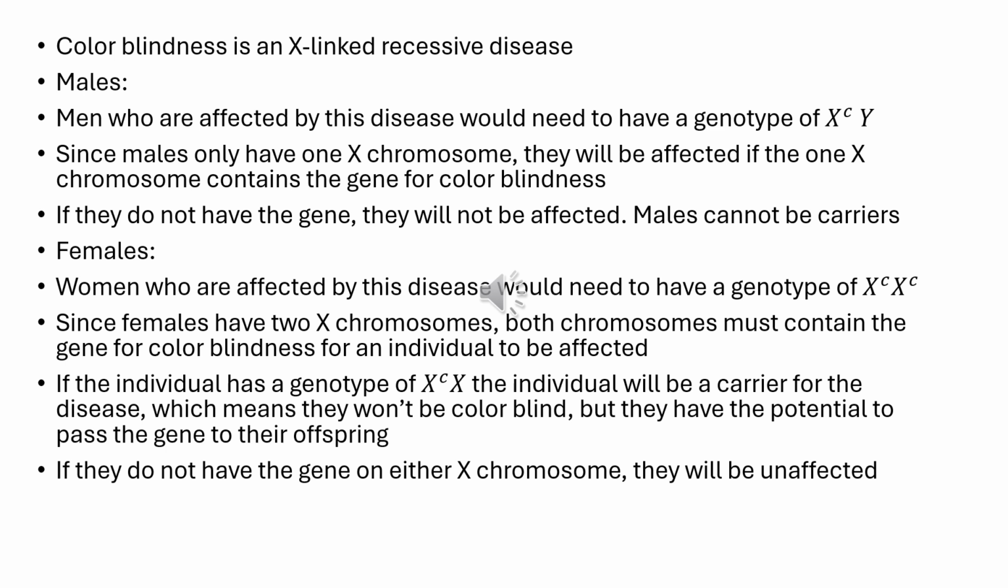Females, on the other hand, have two X chromosomes, and with this disease being a recessive inheritance pattern, women would need to have the gene for color blindness on both of their X chromosomes in order for them to be affected. If a woman has the genotype X^C X, then the individual will be a carrier for color blindness. This means the individual would be able to pass the color blindness gene onto their offspring, but they would not be affected by color blindness. If the female does not have the color blindness gene on either X chromosome, they will be unaffected and will not be colorblind.